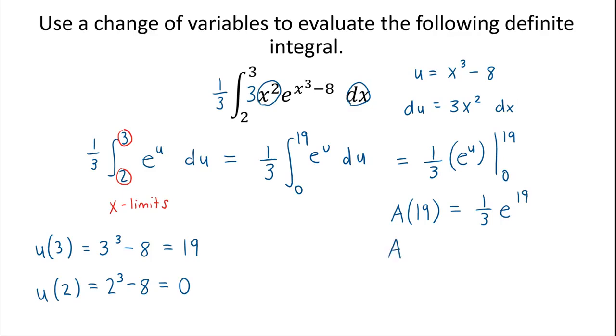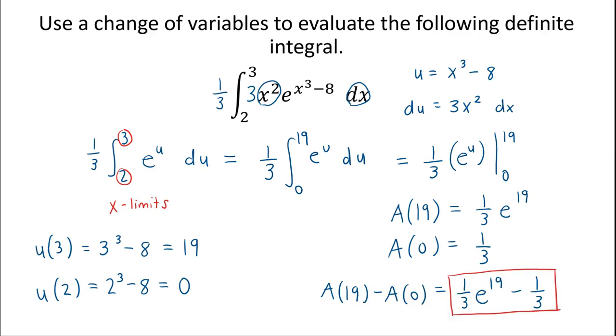Now let's evaluate it at the lower limit of 0. That would give us 1/3 times e to the 0. But e to the 0 is 1, and 1/3 times 1 is 1/3. So the antiderivative evaluated at 0 is 1/3.